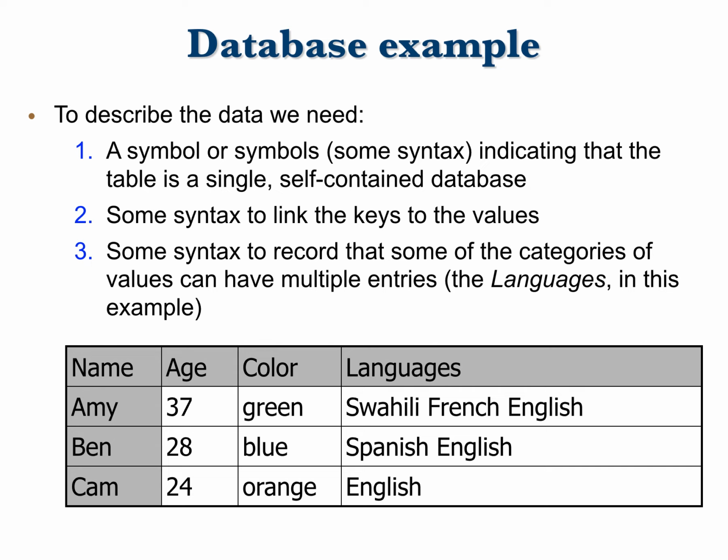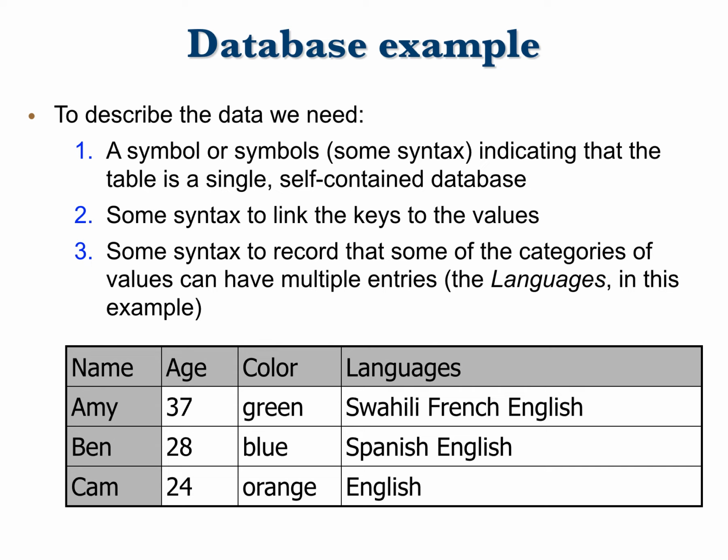As we've discussed, all of the information, the values in the table, are linked to specific keys, like Amy and age being the keys. And so we would need some syntax that if a computer was trying to read this information, it would say, okay, this is the key, this is the unique thing, the important thing, and here are the values that are linked to it. It's also important to note that some of the values have multiple entries.